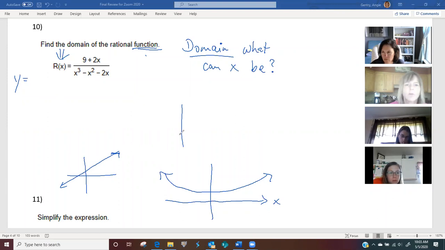But what if you have a graph like this, where there's just a circle over here? You see, what can x be? Can x be -5? If x is -5, y doesn't exist. You see what I'm saying? So x can be anything between these values, from here to here. Anything on this line, from here to here, is what x can be. That's what a domain has to do with.